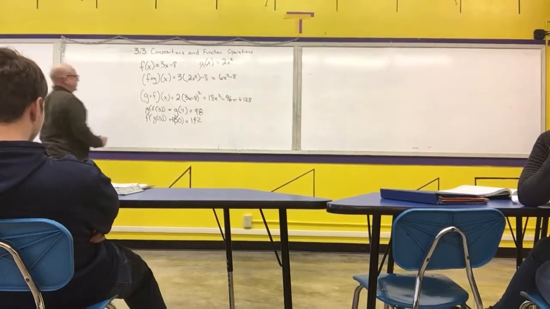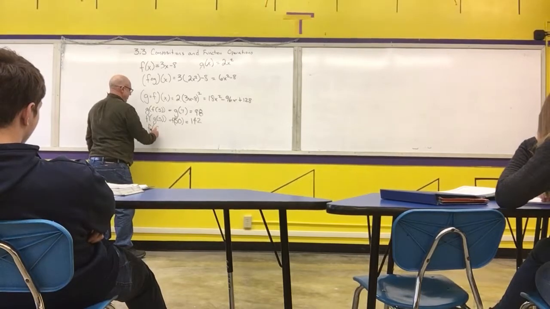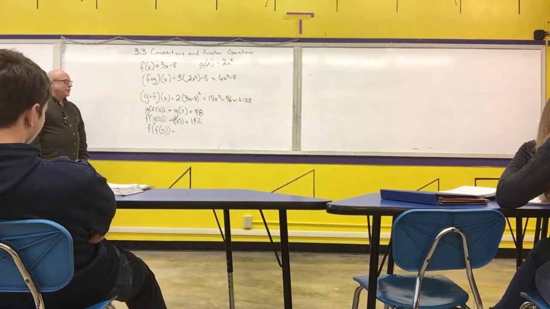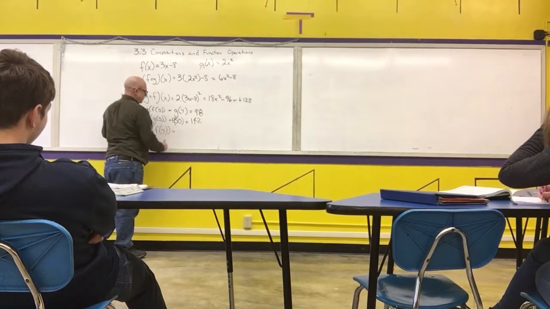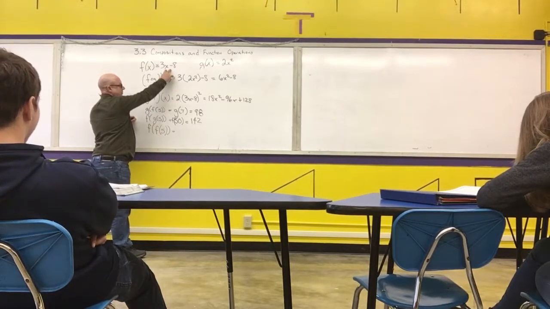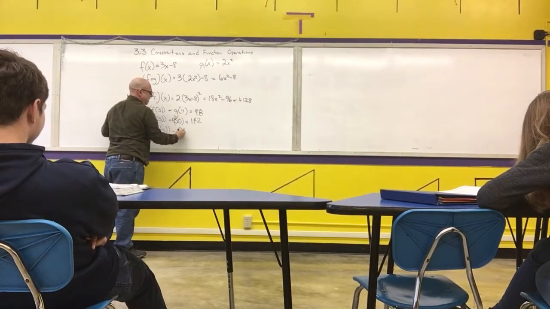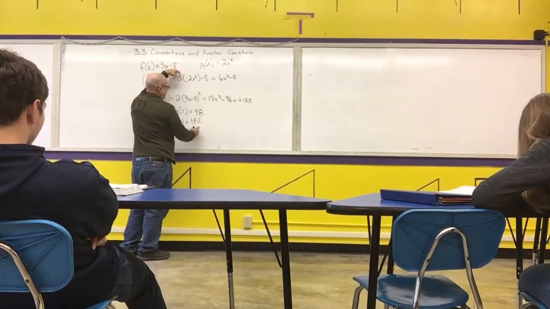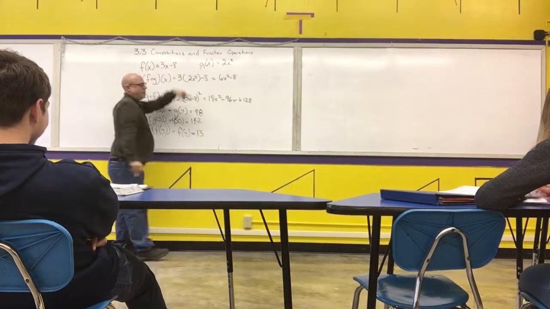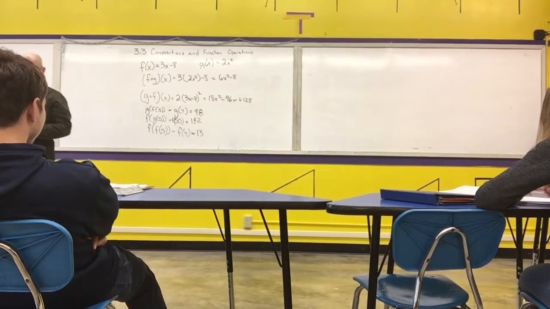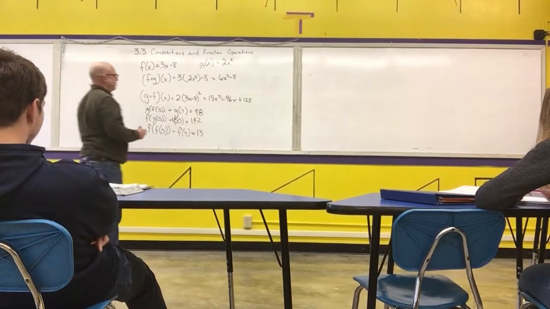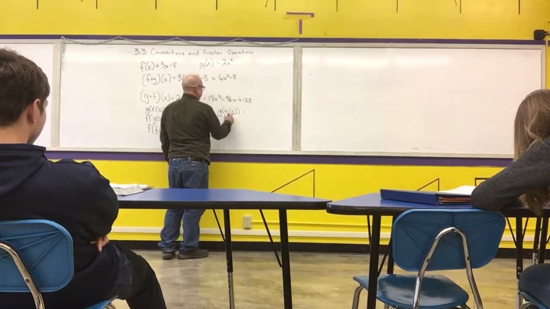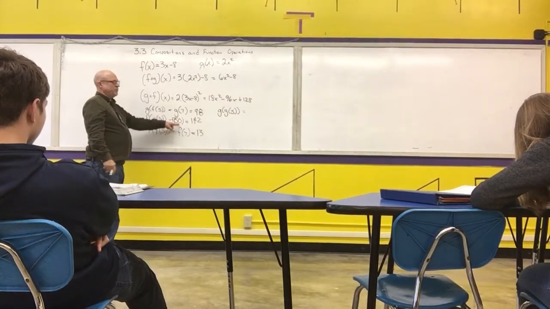I'm going to do f of f of 5. Uh-oh. Somebody walk me through this one. What am I going to do first? f of 5. f of 5 is what? f of 5 is 7. So now I'm going to do f of 7, which is 21 minus 8, which is 13. And the last one we're going to do, g of g of 5. g of 5 we got was 50.